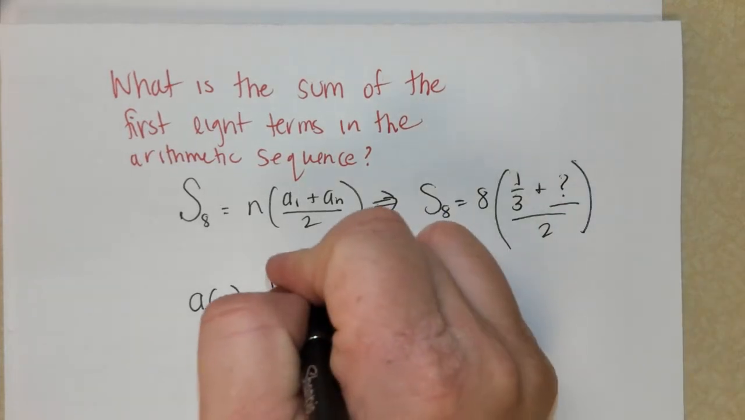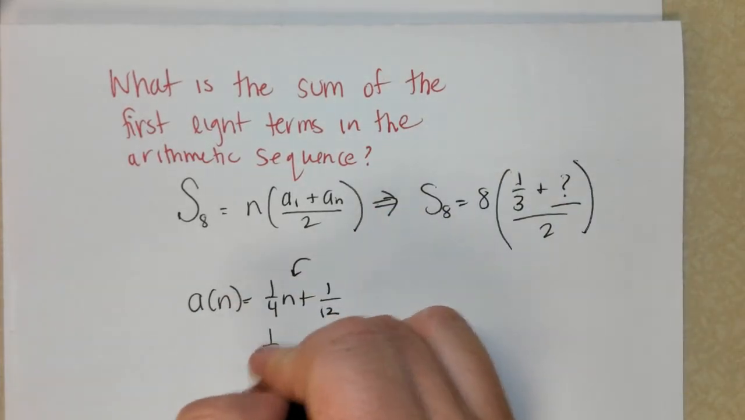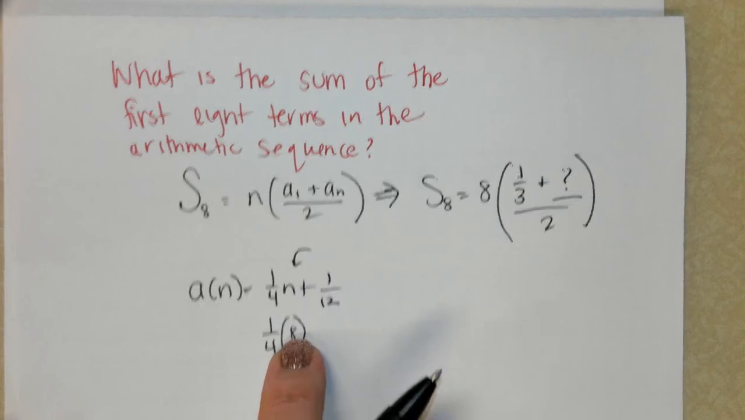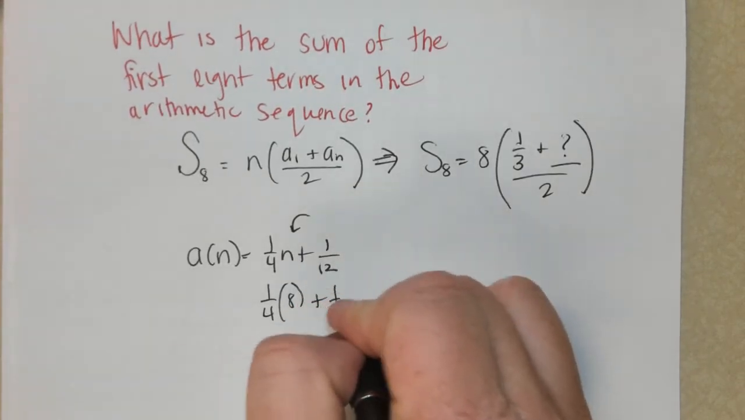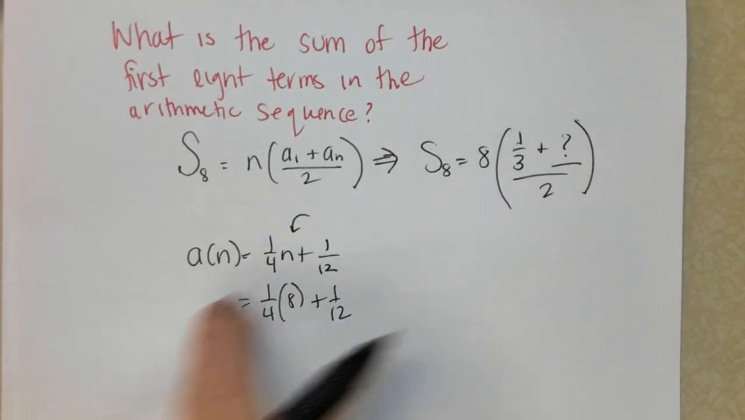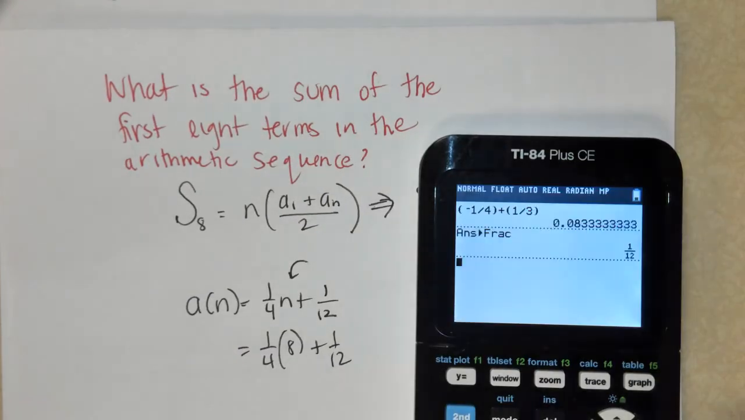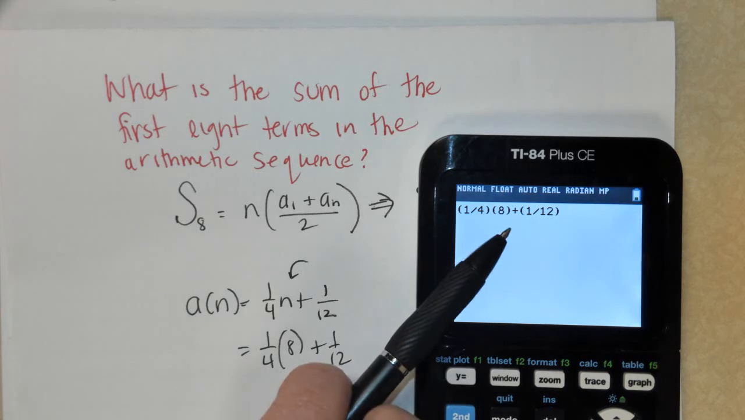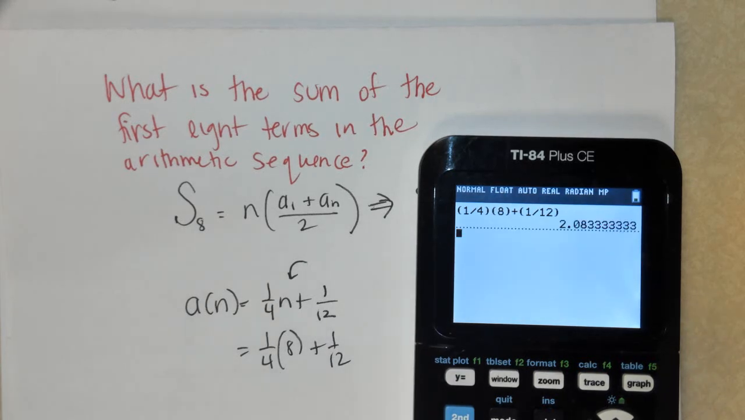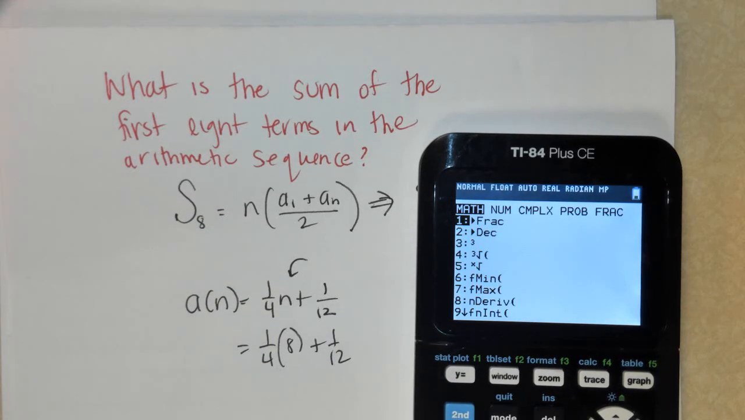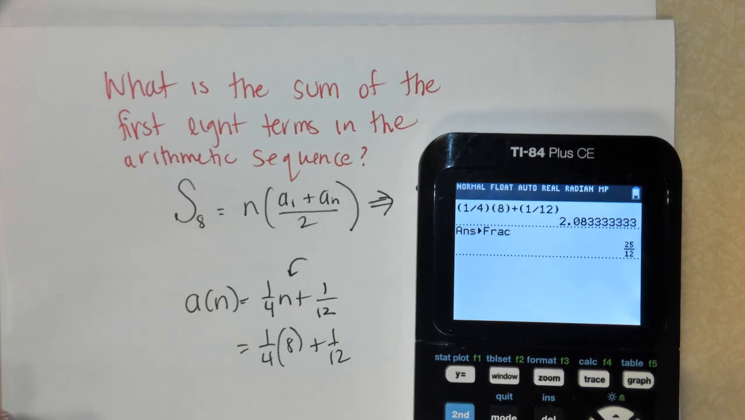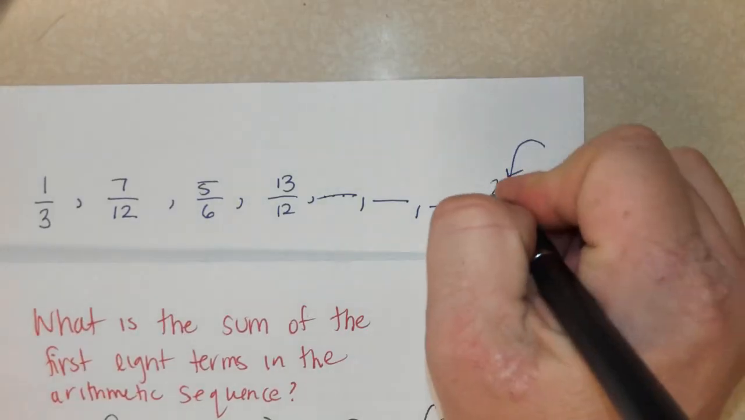So this explicit formula allows me to go, okay, I want to find, the input is 8. It's the 8th term in that sequence. And whatever I get for an answer, the output is going to be the 8th term. Grabbing a calculator, I can type in 1/4 times 8 and add 1/12 to it. Input is 8. Output is, I'm going to turn it back into a fraction by hitting math, fraction, enter, enter, 25 over 12. So this value is 25 over 12.